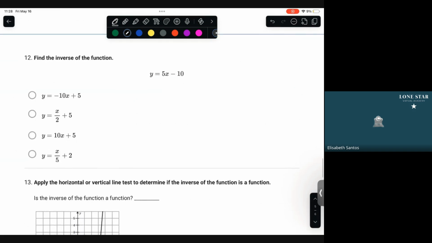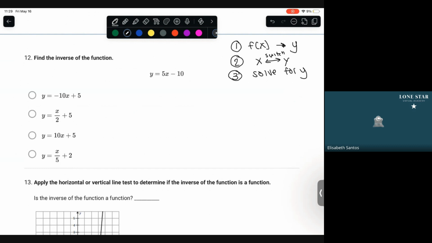Okay, 12, we want to find the inverse. So first step to finding the inverse, if there was an f of x, we would change it to y. 2, we would switch the letters x and y. 3, you would solve for y. And then 4, you would change the y to the inverse function, so f to the -1 of x.